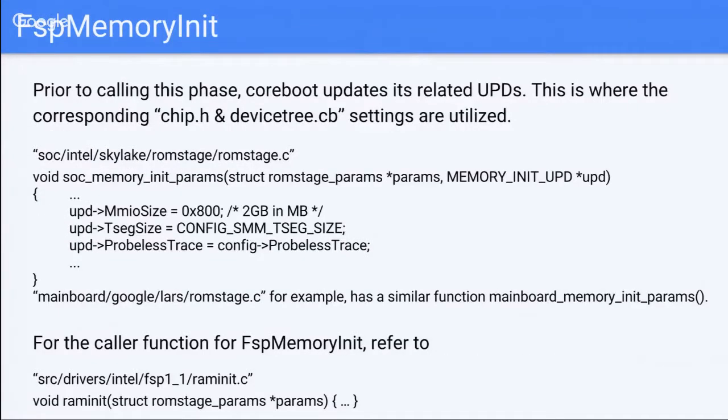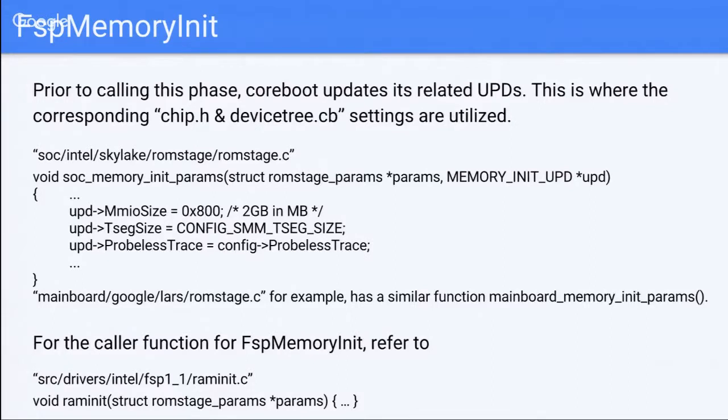Okay, FSP memory. This is the phase that's primarily doing memory training and configuration. The mechanism is that prior to calling this phase, coreboot will update its related UPDs. Remember, we talked about having options in the chip directory and device tree. This is where those settings are honored and utilized.